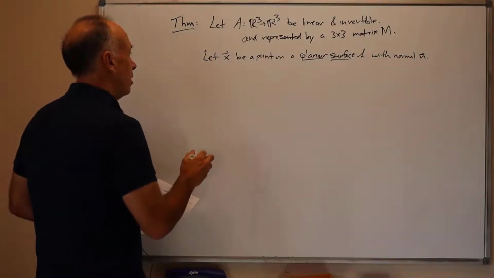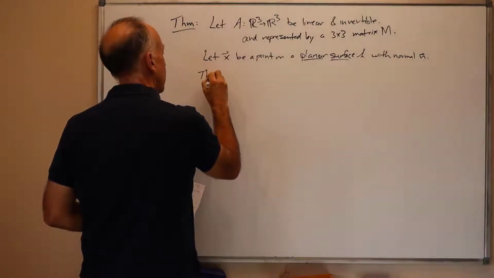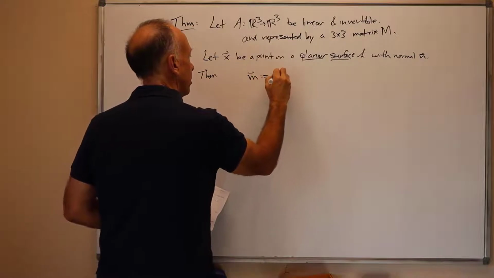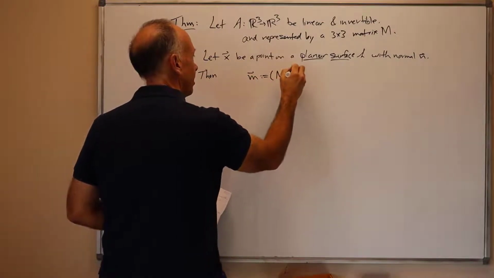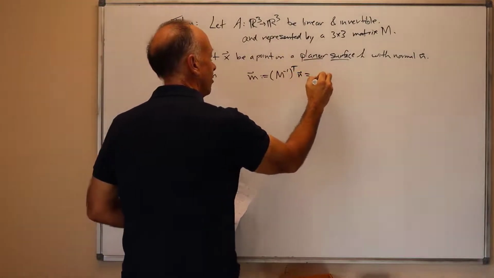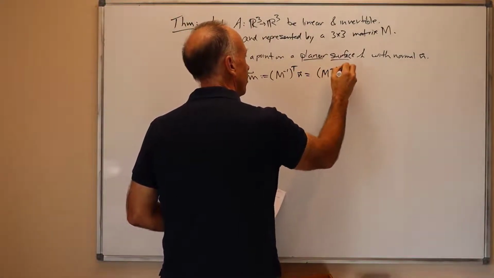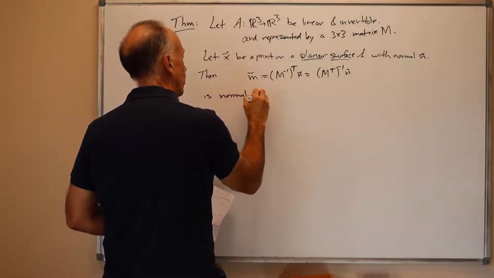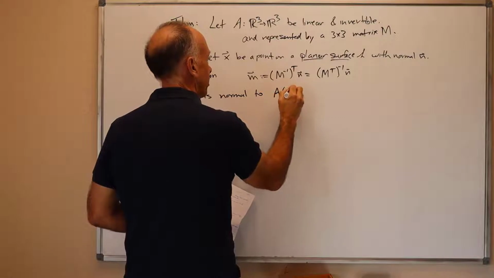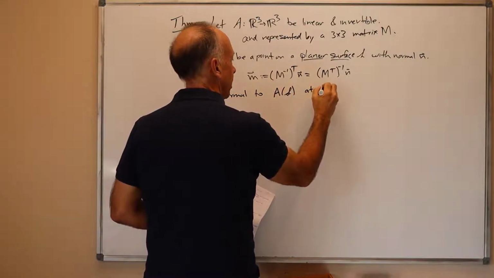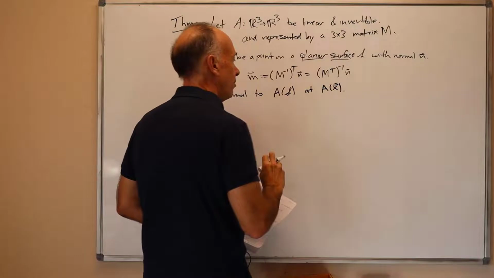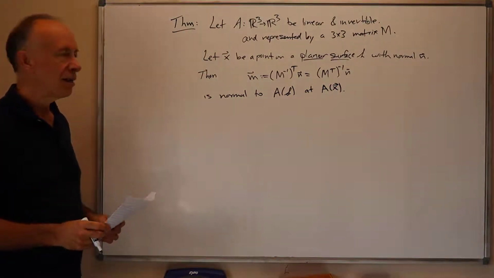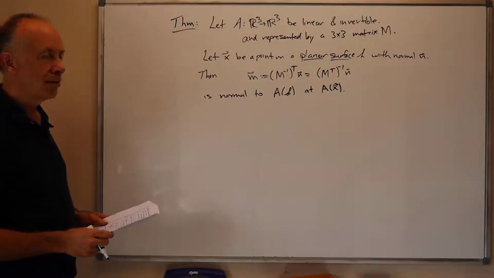Okay, so then if you form M in the following way, M equal to capital M inverse transpose of N, which is the same as M transpose inverse of N, is normal to A of S at A of X. And again, with our assumption that it's a plane, it doesn't matter where it is, but I'm just going to keep stating it in the more general setting, and just making the assumption of planar for simplicity in the proof.